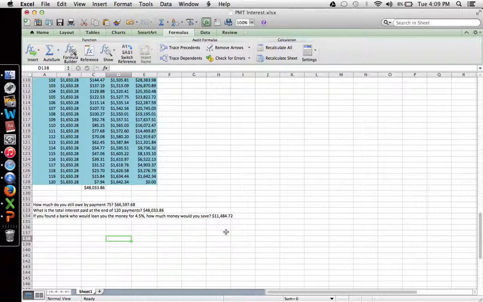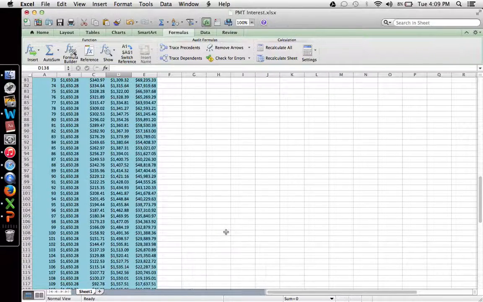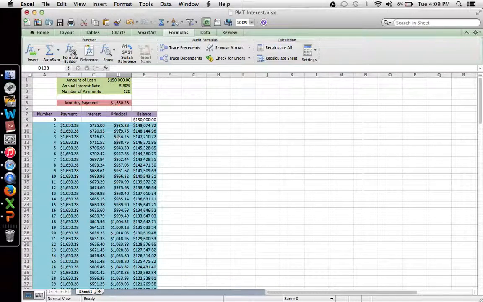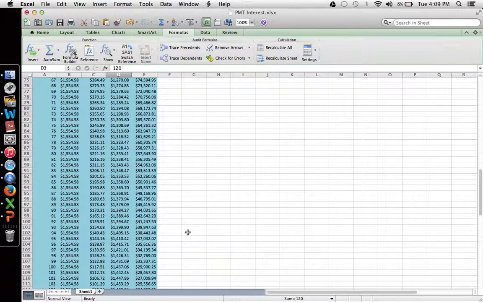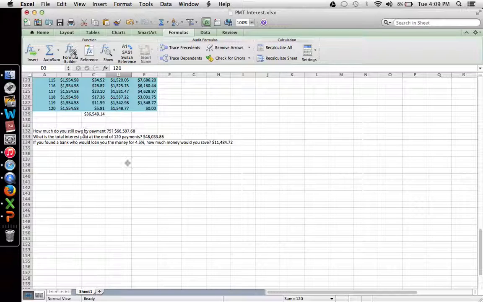Now, the last question was, if you found a bank that would loan you the money at a 4.5% interest rate, how much money would you save? All I did for that was click on the interest rate and change it to 4.5% and click enter. If you notice, it changes all of your totals for you. And the new total interest is $36,549.14.